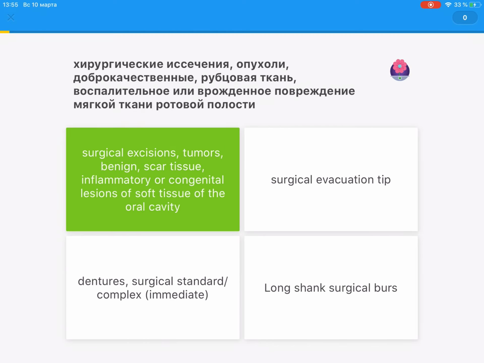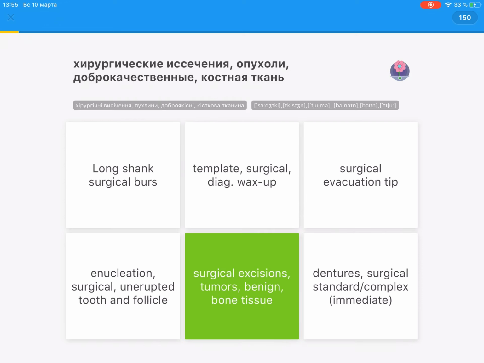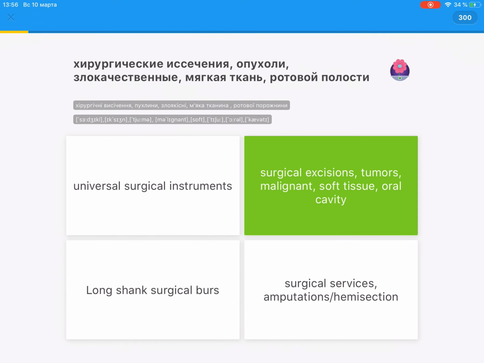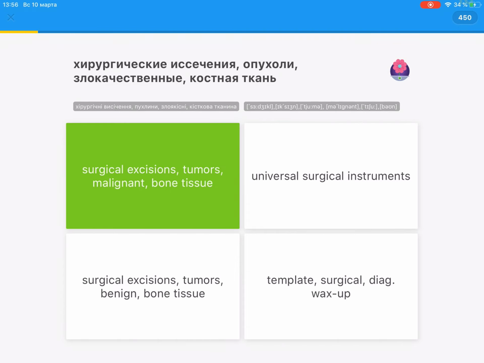Surgical excisions, tumors, benign, scar tissue, inflammatory or congenital lesions of soft tissue of the oral cavity. Surgical excisions, tumors, benign, bone tissue. Surgical excisions, tumors, malignant, soft tissue, oral cavity. Surgical excisions, tumors, malignant, bone tissue.